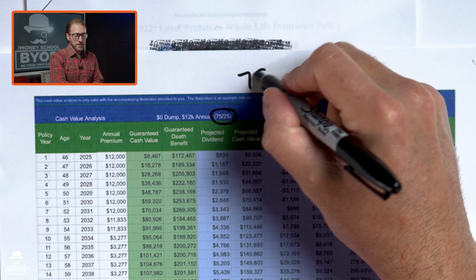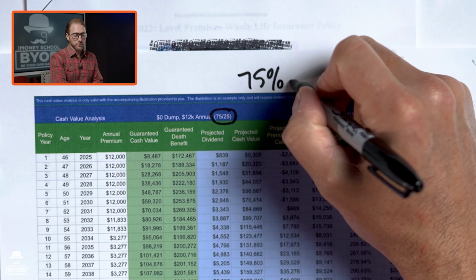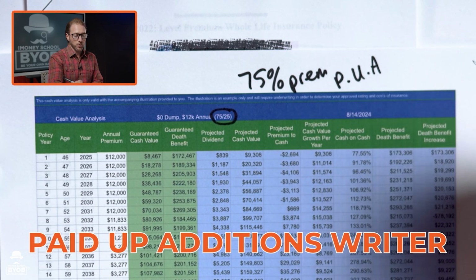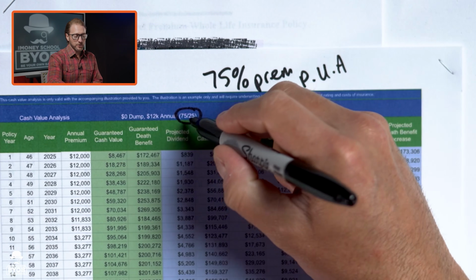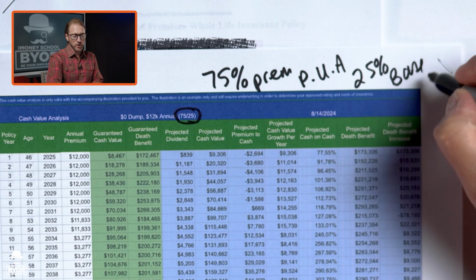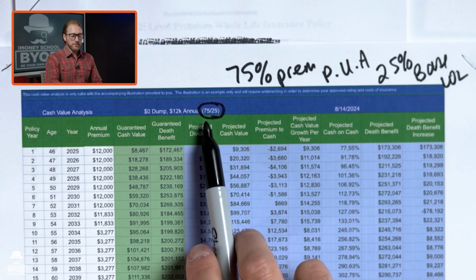So what does that mean? That means that 75% of your premium is going to what's called a paid up additions rider. I'll get into that in a second. And that also means that the 25% is just going to the base whole life. So this is a 75-25.